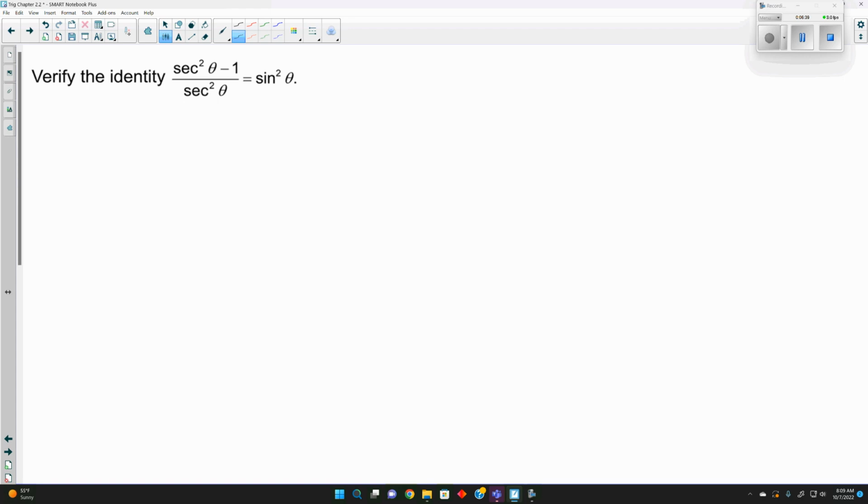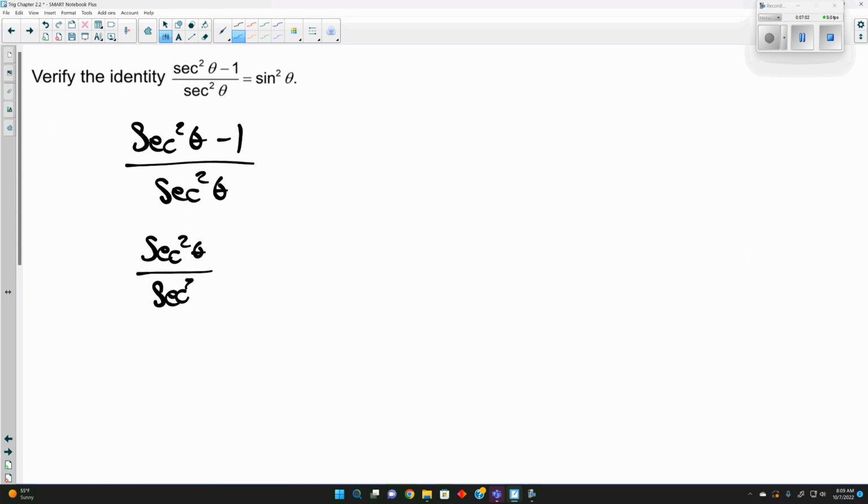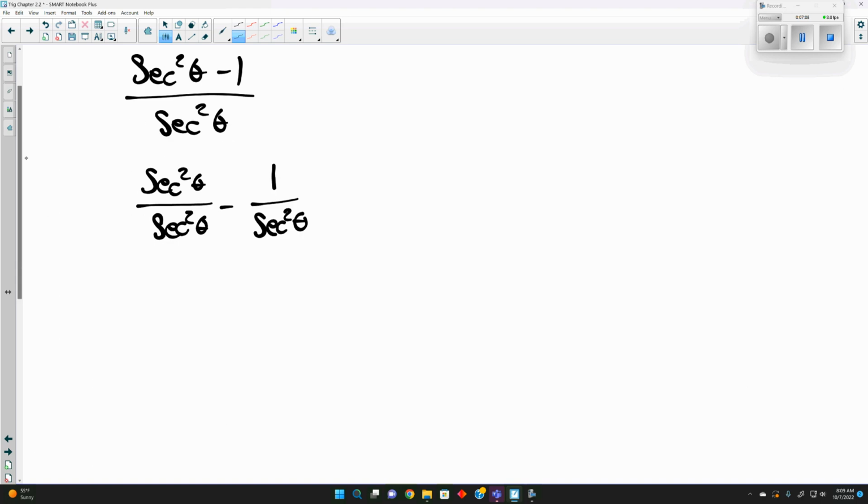Now, we started off with secant squared of theta minus 1 over secant squared of theta, yes? I can split this into two fractions because we have two things on top, yes? We can add or subtract two fractions only if the denominators are the same, which means I could say that this is secant squared of theta over secant squared of theta minus 1 over secant squared of theta.